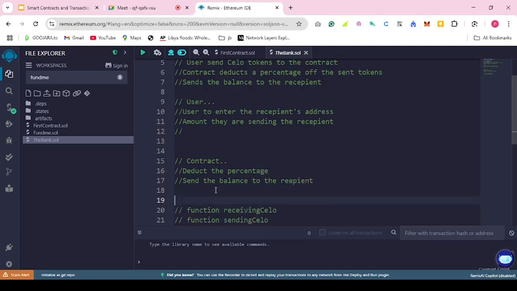Or maybe I could have a specific function for calculating the profits for the contract, or for me, the user. Then I should have another function for withdrawing the profits, right? Because I think this is one thing that many developers forget, and they end up leaving money in contracts and there's nothing they can do about it.